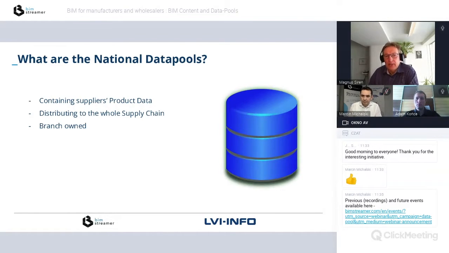Being national and branch owned enables the data pool to better meet the requirements of the local market, such as language and relevant local features. Also, of course, we know the products the manufacturers are putting in, so we can help them put them in the right place, let's say, in standards and everything like that.